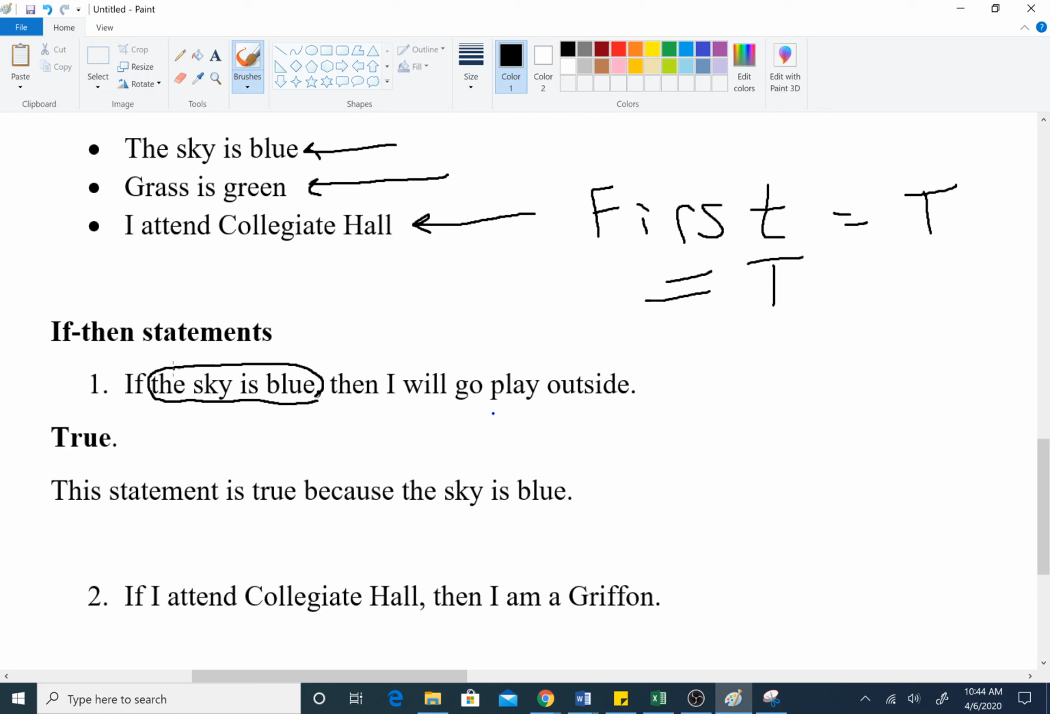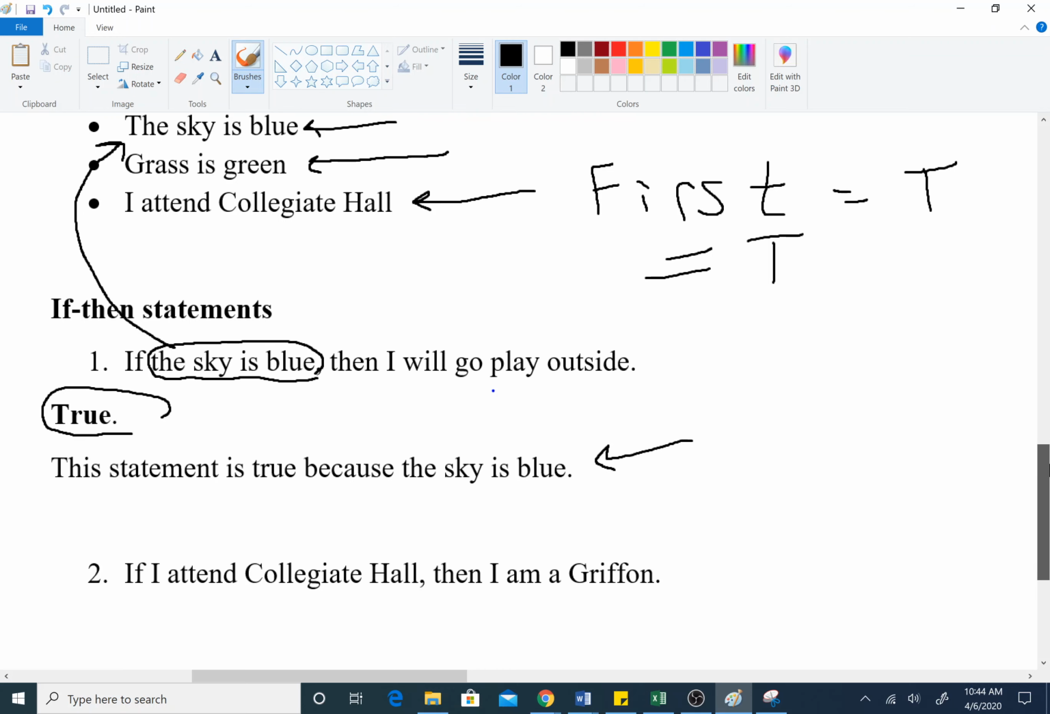Is that true? Well, it says it up here: the sky is blue. That'd be kind of weird if it wasn't. So that's true, and this statement is true because the sky is blue. Let's look at another one. It says, if I attend collegiate hall, then I am a Griffin. The only thing we're looking at here is if I attend collegiate hall. We're only focused on that first part.